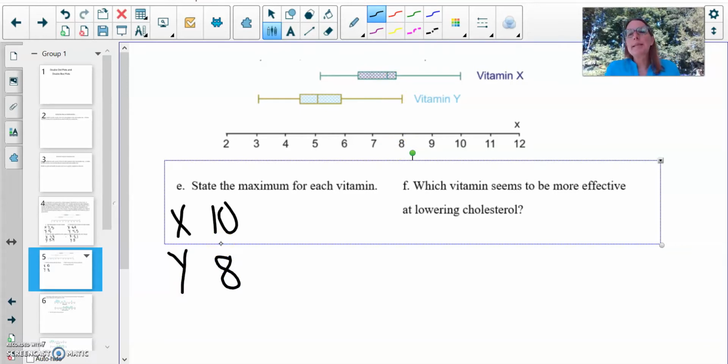Overall, which vitamin seems more effective at lowering the cholesterol? So when we look at these two graphs, we can see the middle half of the data for vitamin Y is definitely lower than the middle half of the data for vitamin X. The maximum for vitamin Y is comparatively lower than the maximum for vitamin X. So I would say that vitamin Y is more effective.